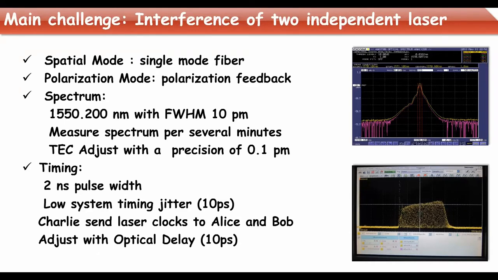For such a pulse duration, you can measure the spectrum with a commercial optical spectral analyzer, every several minutes, and then you can use a TEC to adjust your laser wavelength with a precision of about 0.1 picometers. This is commercial and affordable for an experimental setup in the lab.